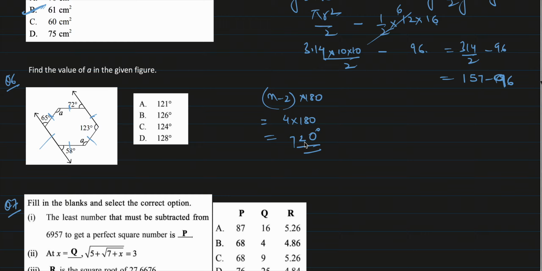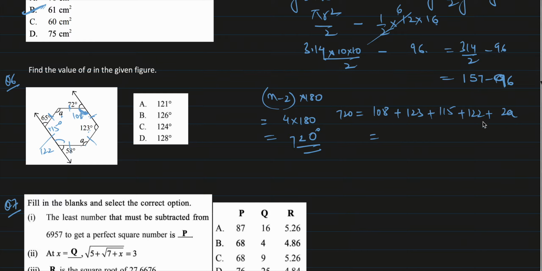Now as the sum of all angles is 720, I only know here 3 angles, a and 123. What about these? We can find them using linear pairs. So what is this one? 180 minus 72. This angle is 108. Same way here, 180 minus 65 will be 115. And 180 minus 58 will be 122. As these are all linear pairs, we have all the angles: 108, 123, 115, 122 and 2a. They all add up to 720.